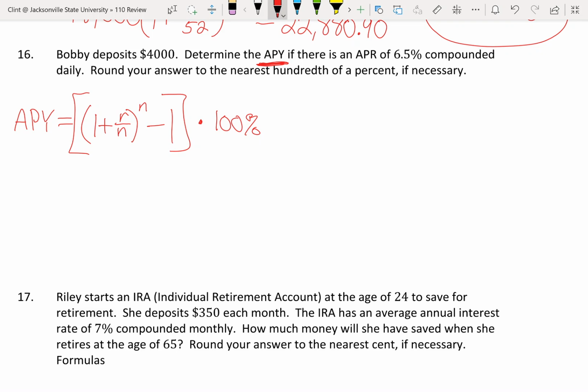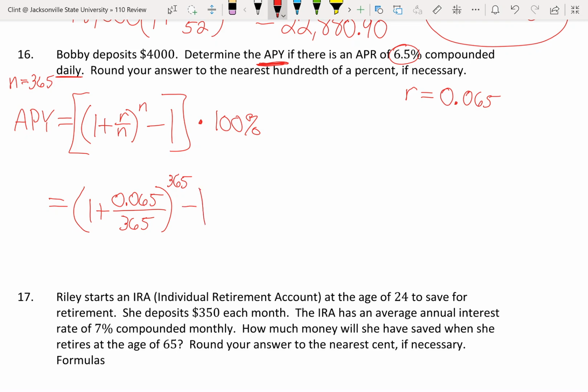Okay. So we don't even care about the $4,000. We don't need P in there anywhere. We want 6.5%. That's going to give us R as 0.065. It's compounded daily. So how many days in a year? 365. Okay. So I have 1 plus 0.065 over 365, raised to the 365, minus 1.